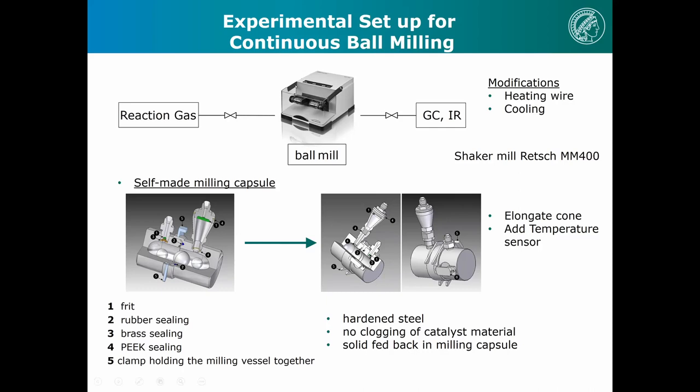We take one of these shaker mills, with the milling vessels just sitting on arms, shaking back and forth, filled with the balls. We have modified the vessels by adding a gas inlet and a gas outlet. The gas outlet is this little funnel here that prevents the powder from being entrained and carried out. It's not a cyclone in the reaction engineering sense, but it has the same function: it acts a bit like a cyclone filter and feeds the powder back into the milling vessel.